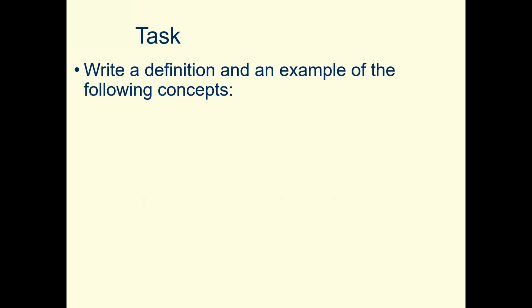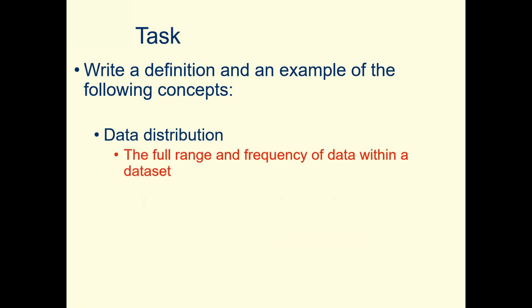Okay, hopefully you've got those definitions down now. I'd like to just now present some of my preferred definitions for each of the terms. Data distribution, often we think about, is this normal or is this not normal? But a more complete definition will consider the fact that actually we're looking at what is the full range and frequency of data within a data set.